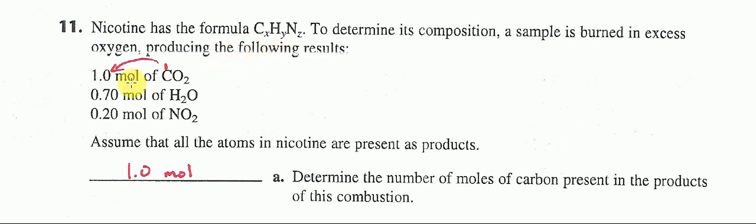But we get these following results. We get 1 mole of carbon dioxide, 0.7 moles of water, and 0.2 moles of nitrogen dioxide. These are the results at the end of burning, combusting, rapid oxidation. So we assume that all the atoms in nicotine are present in the results, meaning every single carbon, every single hydrogen, every single nitrogen that was in the sample is in here. None of it was left or lost, not actually burnt. We're assuming that 100% of it was burnt and became products.